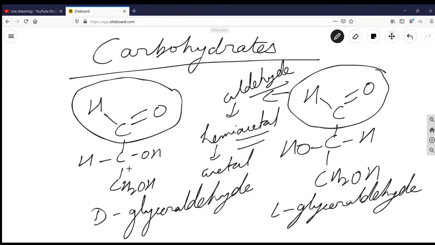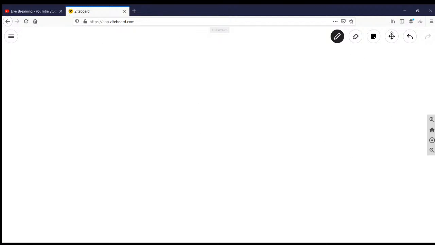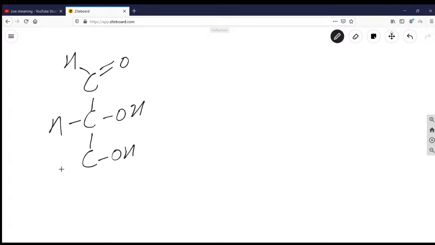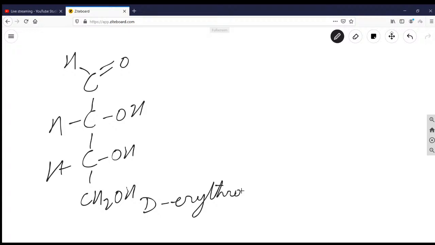So if we talk about the Fischer projection of a glucose molecule, how many carbons does this have? 3 carbon molecule. So if you take the Fischer projection of a 4 carbon molecule, like erythrose, carbon number 1, carbon number 2, then carbon number 3, then carbon number 4. Okay, this is D-erythrose. Now why am I drawing D always, not L? Because it is just opposite.